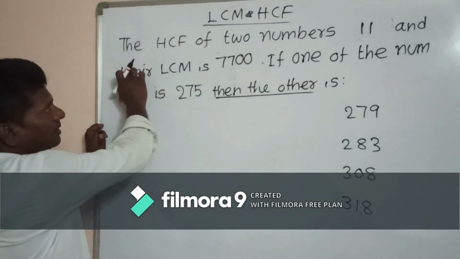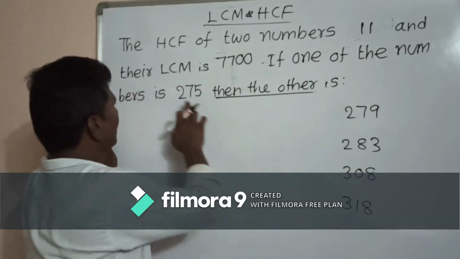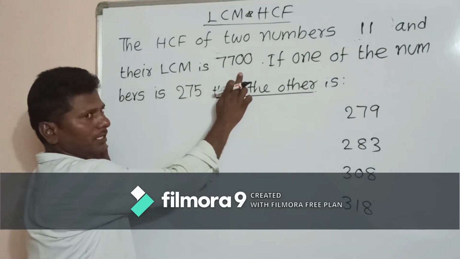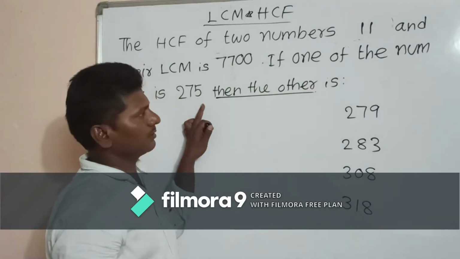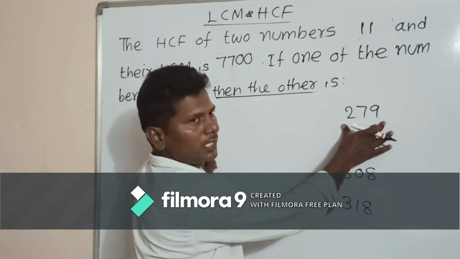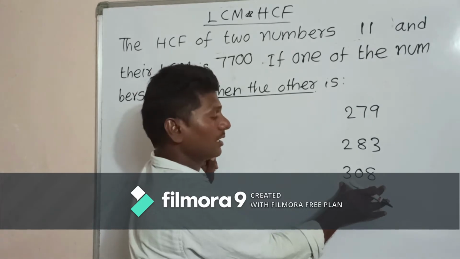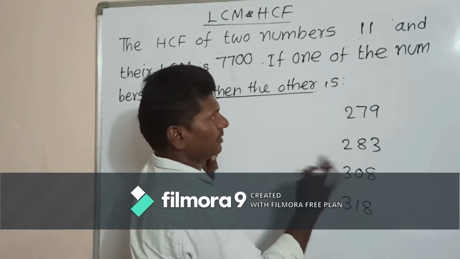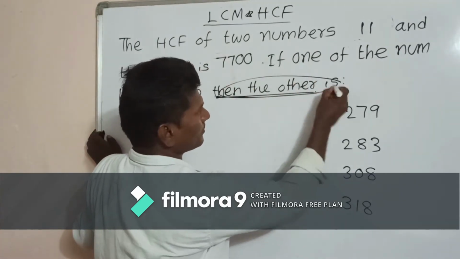See here, the HCF of two numbers is 11 and their LCM is 7700. If one of the numbers is 275, then the other number is: first option 279, second option 283, third option 308, fourth option 318. So here we have to find the other number.